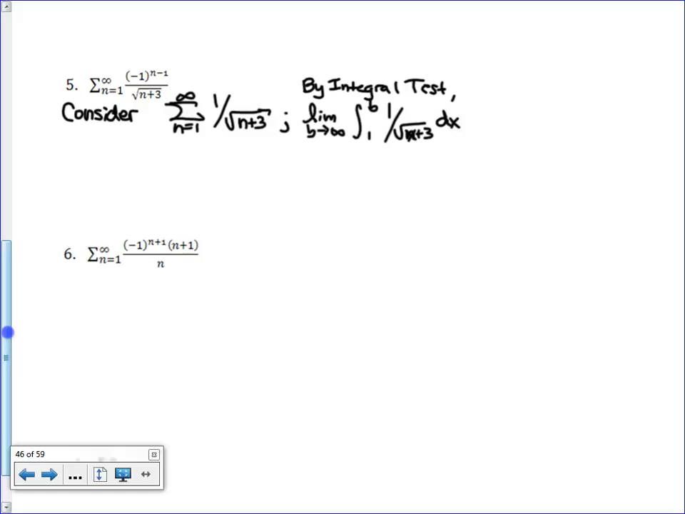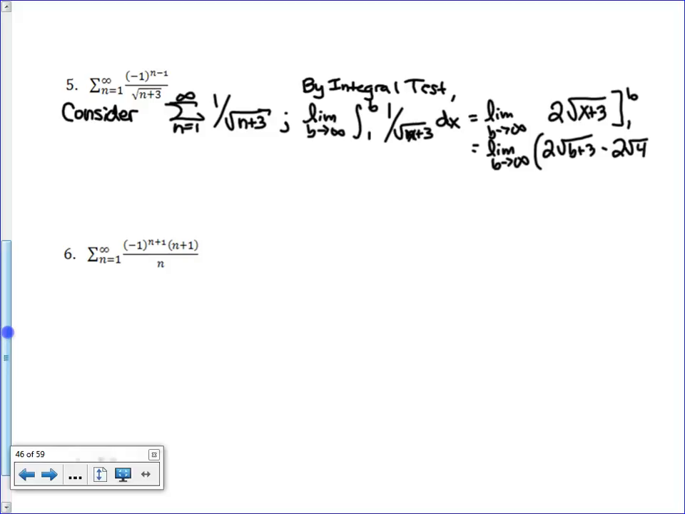What would that be? u is x plus 3, du is 1, right? So I could say this is the same thing as the limit as b goes to infinity of 2 square root of u, since u to the negative 1/2 integrates to 2 u to the 1/2. That gives 2 square root of b plus 3 minus 2 square root of 4. But as I go to infinity, where's this whole thing going? Infinity. So therefore I can say by integral test, the series diverges.